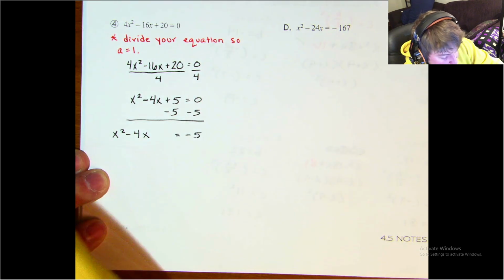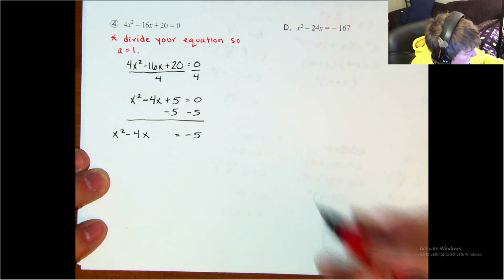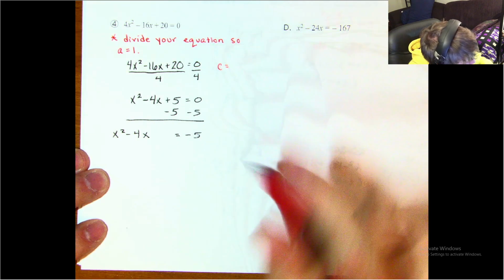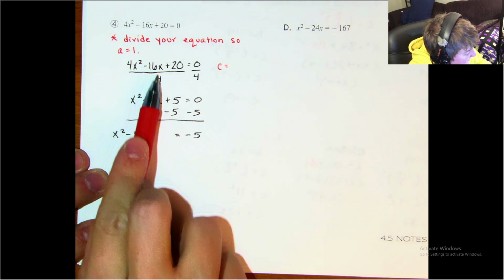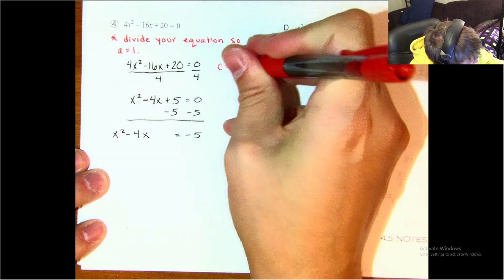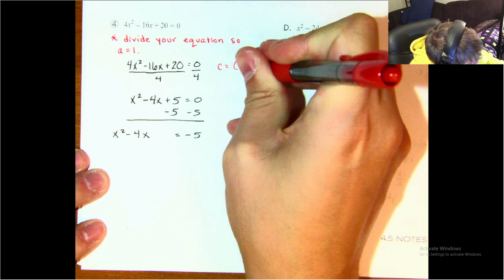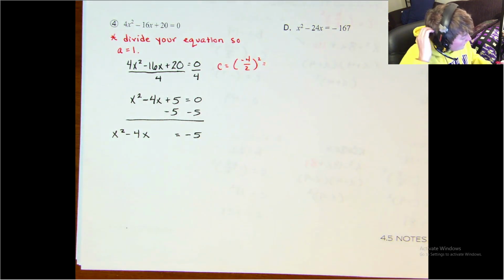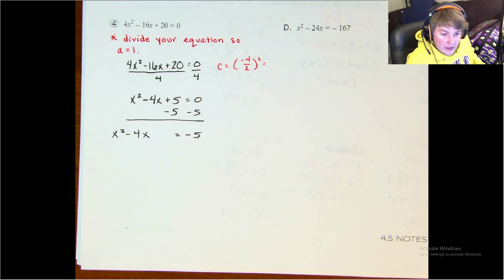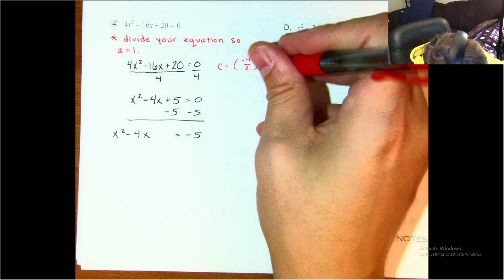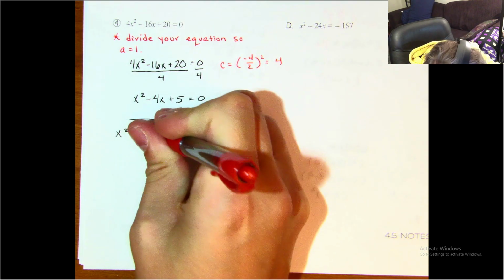Then we want to identify the c value that I'm going to have to plug in. Use your b value from here after you've divided. So mine is going to be negative 4 divided by 2, squared. Negative 4 divided by 2 is negative 2. Negative 2 squared is positive 4. So we have to add 4 to each side.